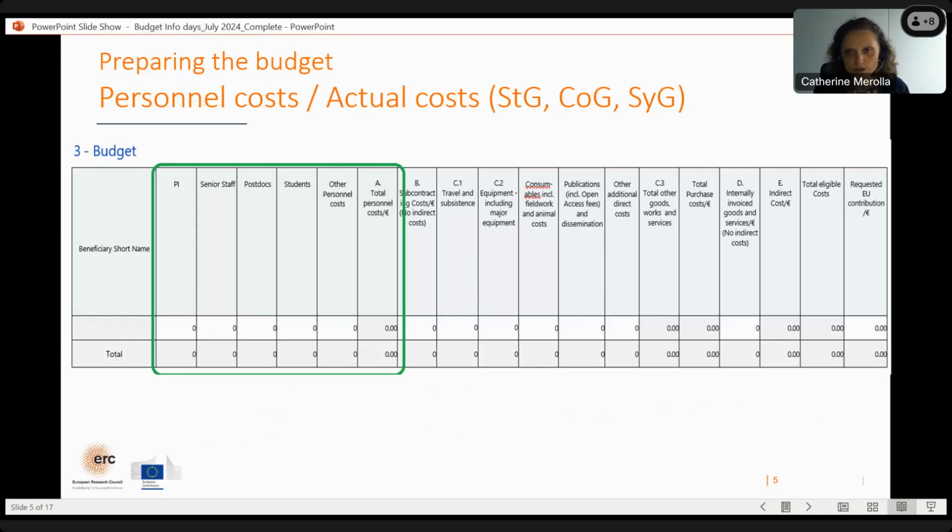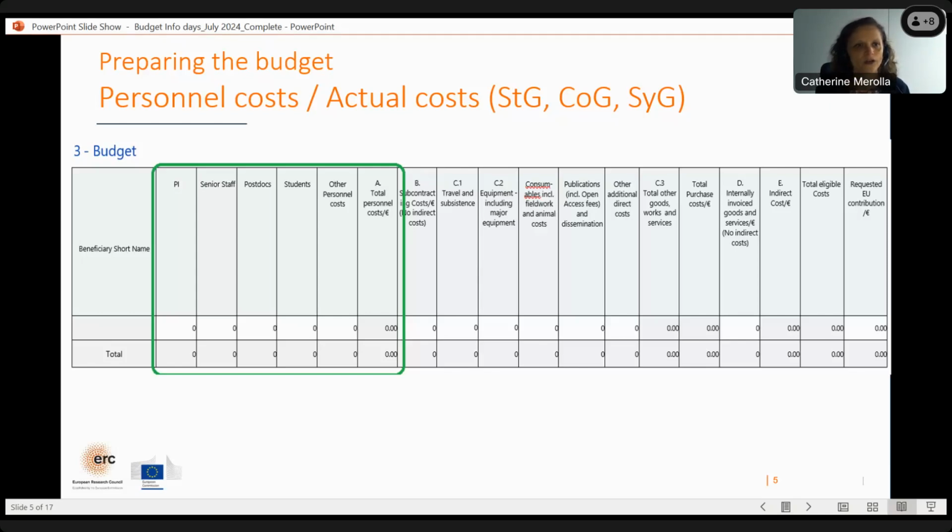Other personal costs. Usually what we find there is laboratory assistant. It could be specific project manager for the project. This is the type of cost that you can then budget under other personal costs.